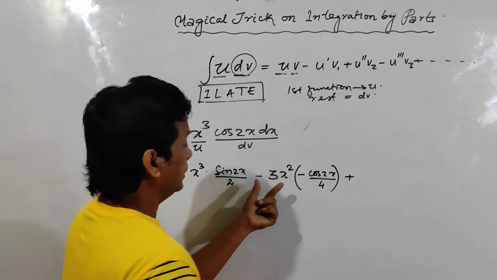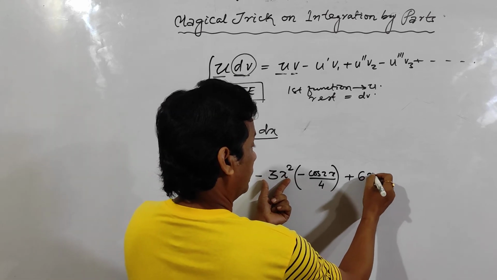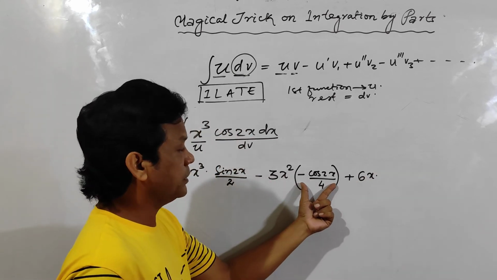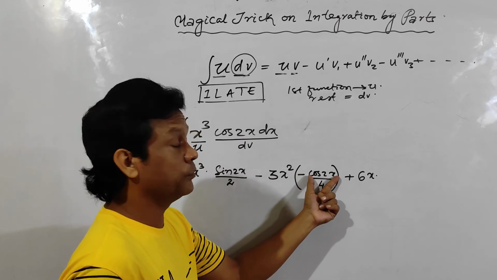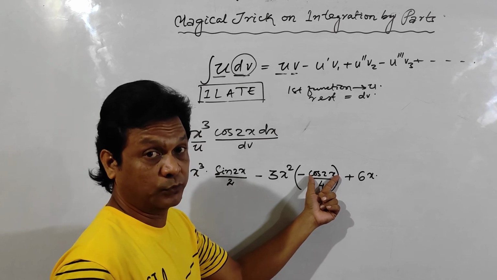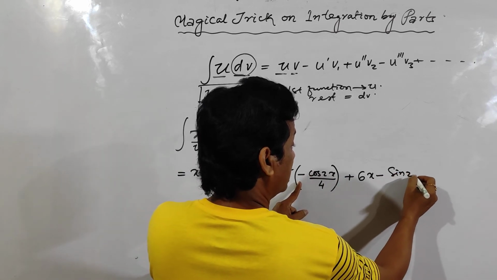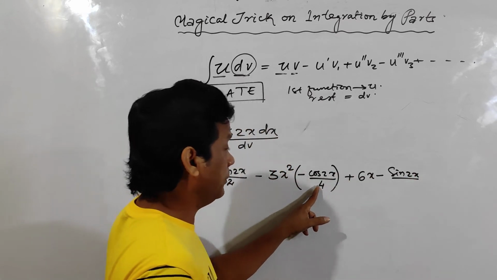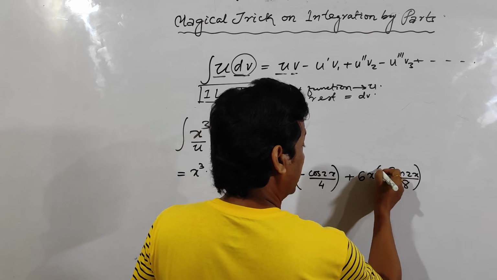Then plus derivative of 3x square, it is 6x, into integration of this total part. Minus is there, 4 is there, so integration of cos 2x is sin 2x by 2. So minus is there, sin 2x by 2 and by 4 is there, so it will be 8. So put a bracket here.